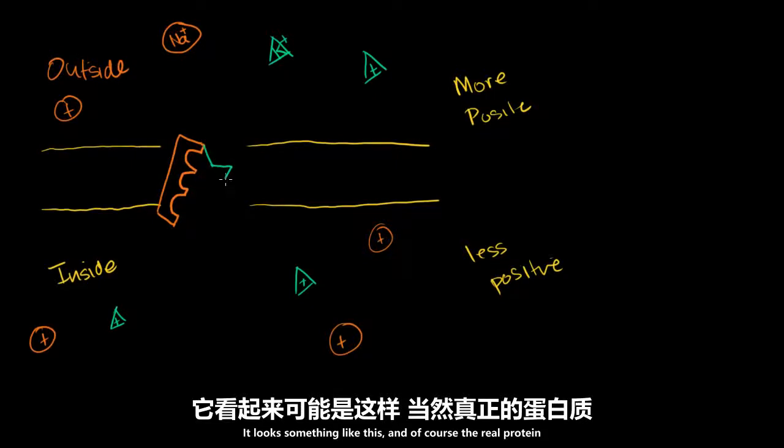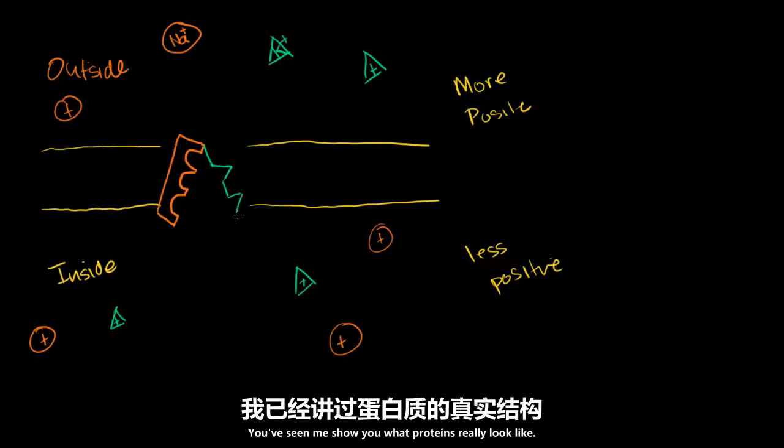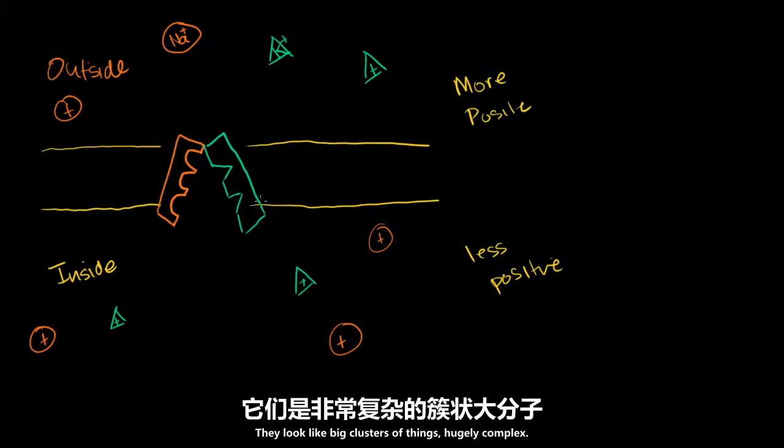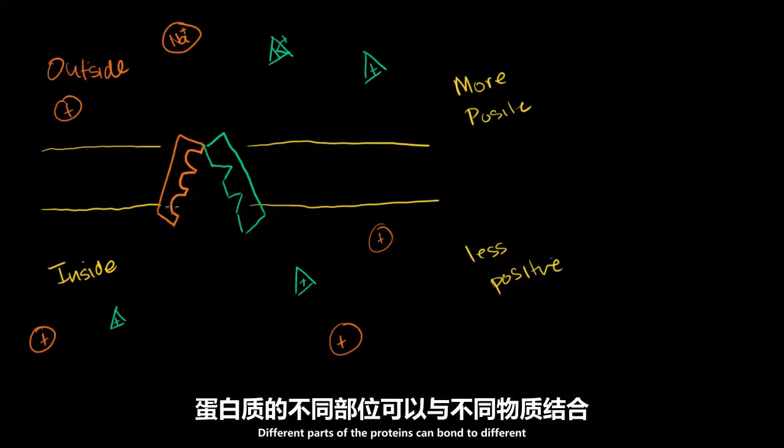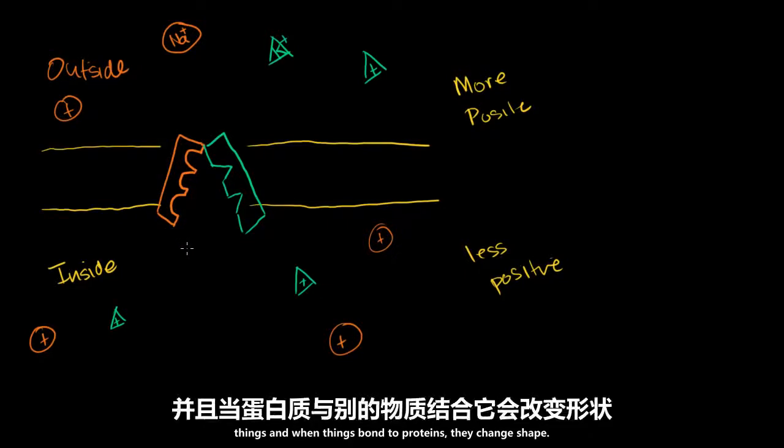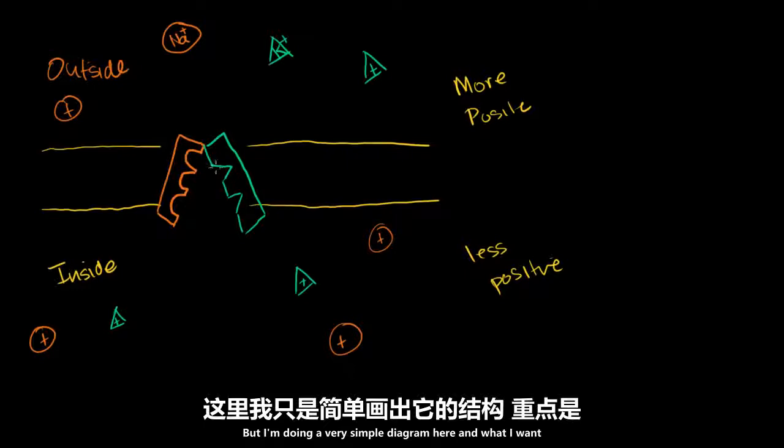And of course, the real protein doesn't look like this. You've seen me show you what proteins really look like. They look like big clusters of things, hugely complex. Different parts of the proteins can bond to different things. And when things bond to proteins, they change shape. But I'm doing a very simple diagram here.